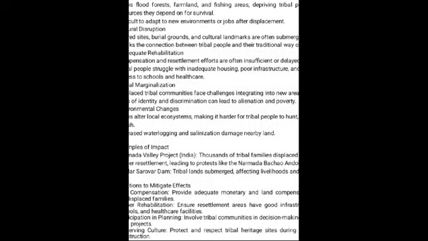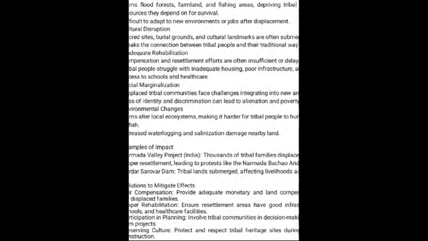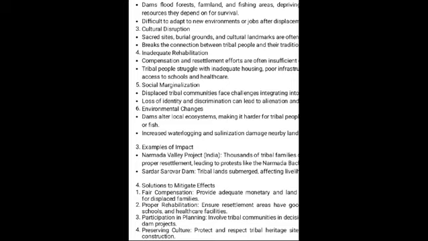And what are the examples? We have the Narmada Valley project in India. Thousands of tribal families were displaced without proper resettlement, leading to protests like the Narmada Bachao Andolan. And then the next example is the Sardar Sarovar Dam. The tribal land was submerged, affecting livelihoods and culture because of this construction.